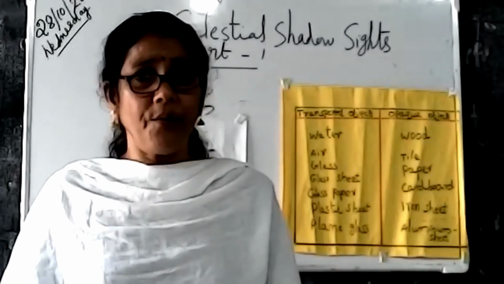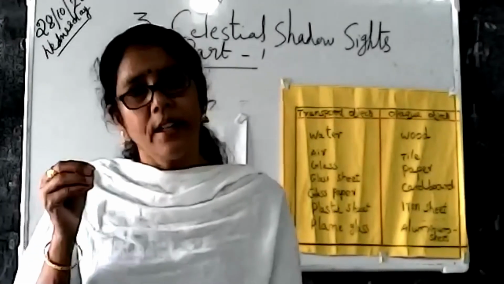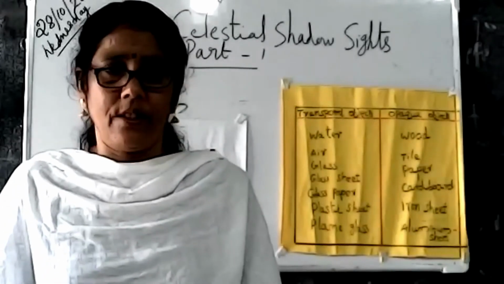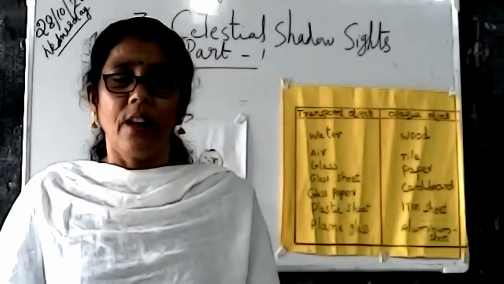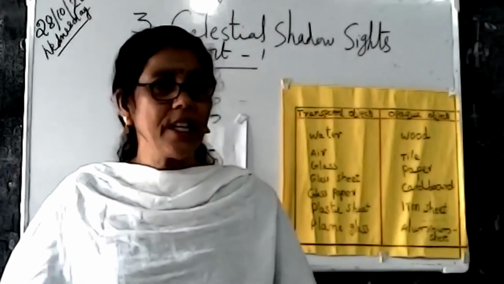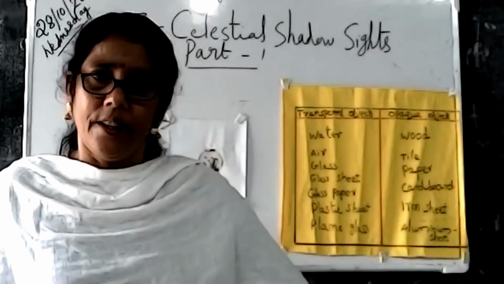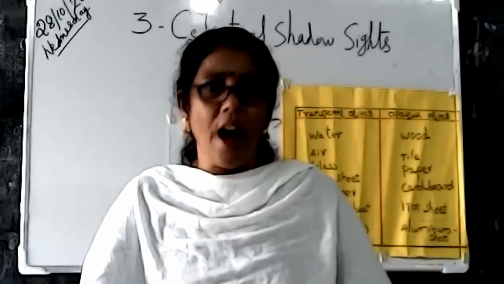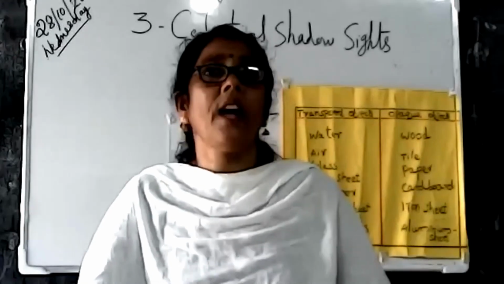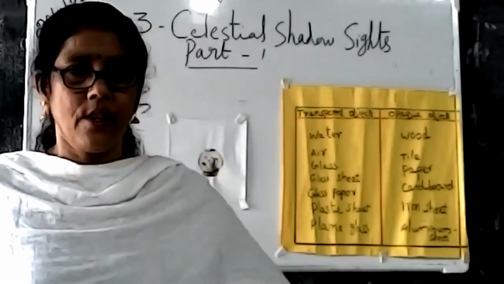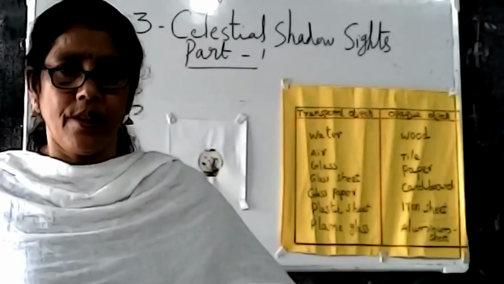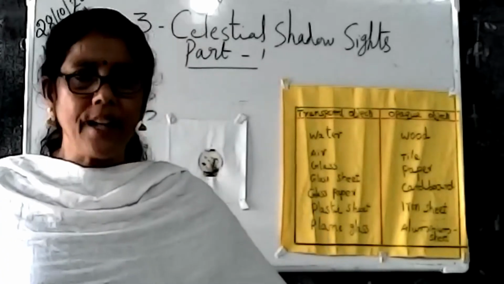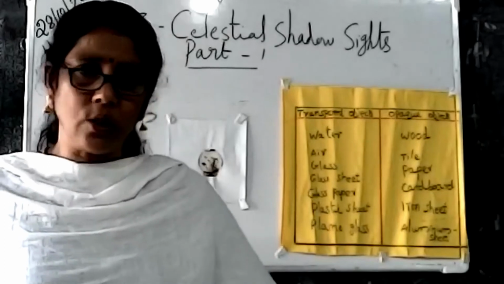Then we discussed the aim of the activity. First of all, we have to understand the travel of light. How does light pass? Light travels in a straight line. To understand this, we have to do an activity. First step is the aim: to see light through cardboards. Then, materials required.